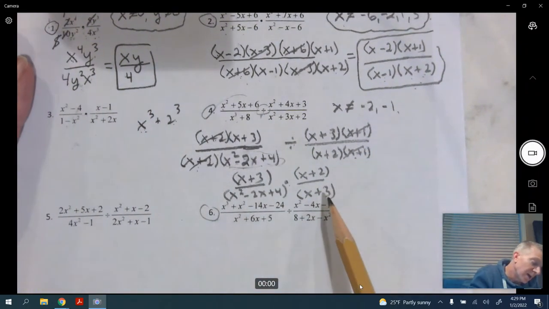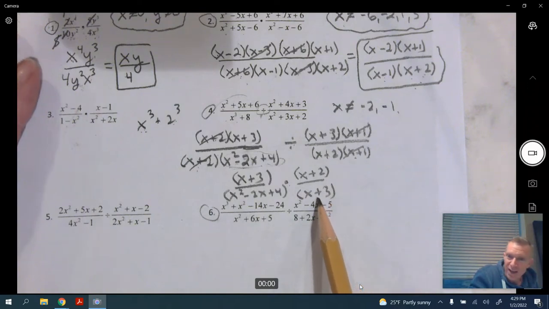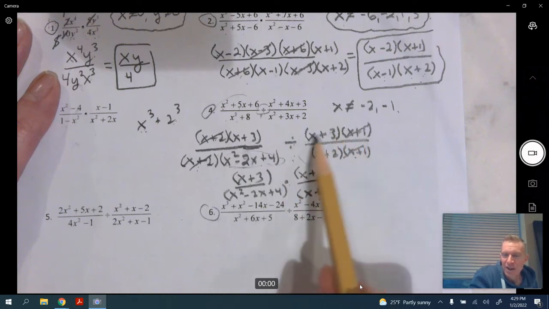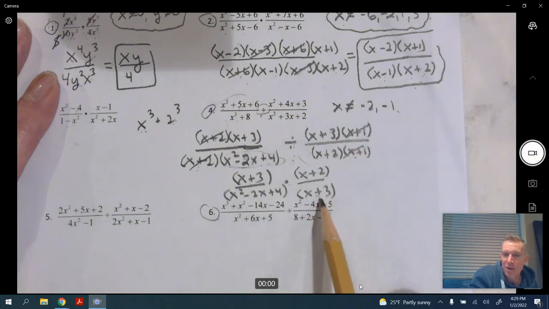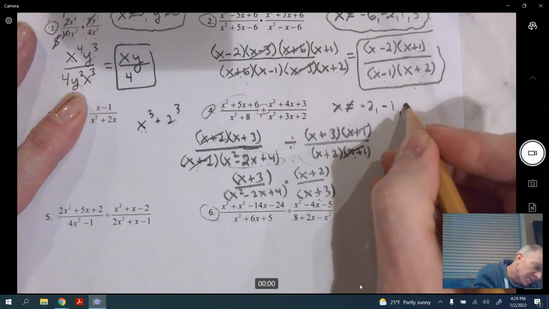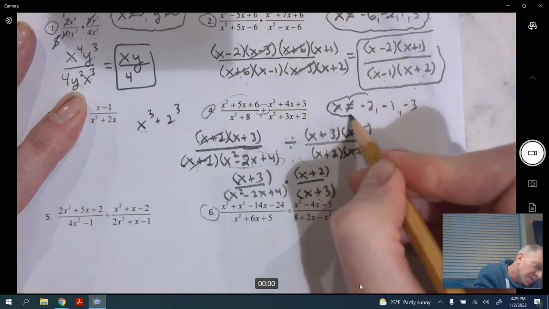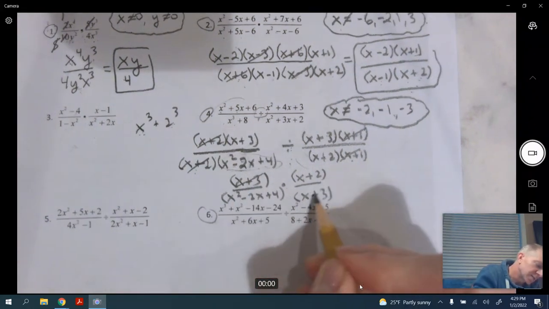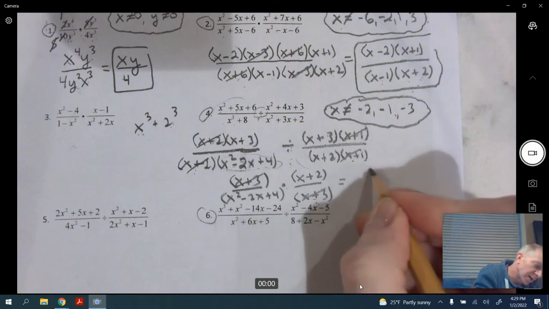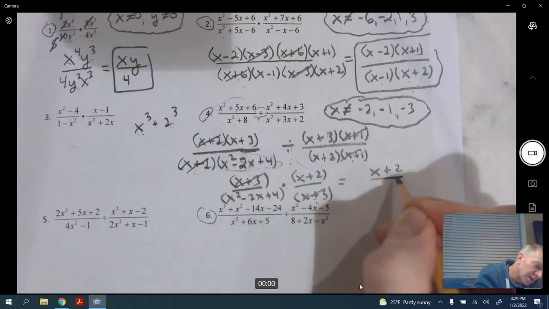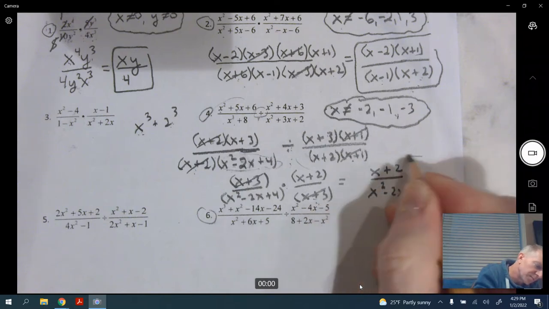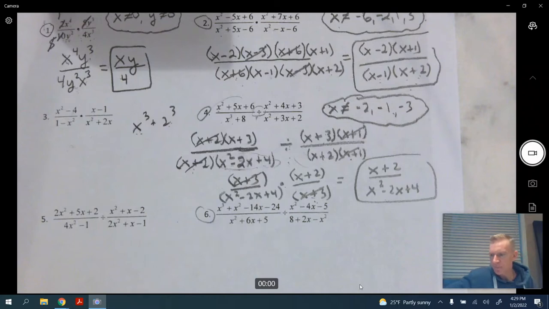And now we've got an additional value of x that's in our restriction. Because really we were dividing by this value. And if anything here makes the numerator 0, well, we're dividing by 0. And we can see it a little bit better here. So when x is negative 3 is another value that we have to restrict, that we have to remove from our domain. But now we can cancel the x plus 3's, and we're going to get an x plus 2 on the top, and we get x squared minus 2x plus 4 on the bottom. Okay.